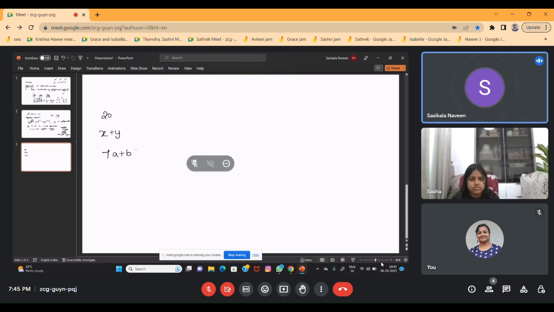7a plus b, a plus z plus y plus w, x square plus x plus 1. Out of these five examples, can you separate the polynomials?